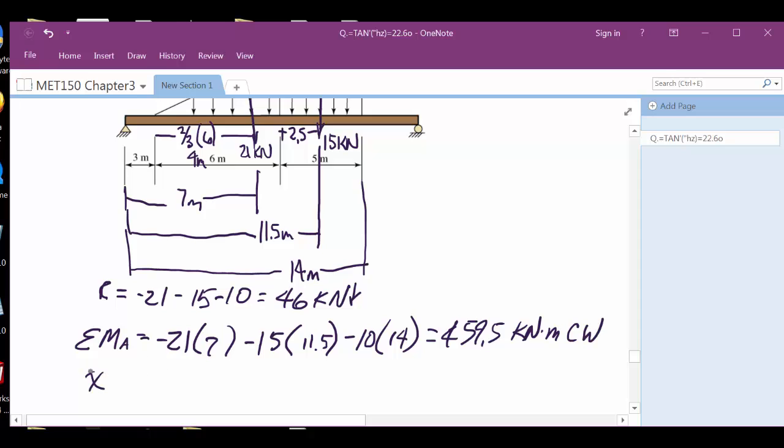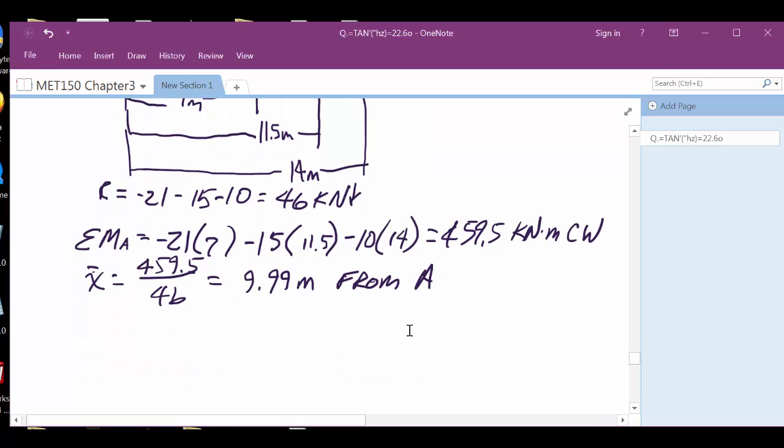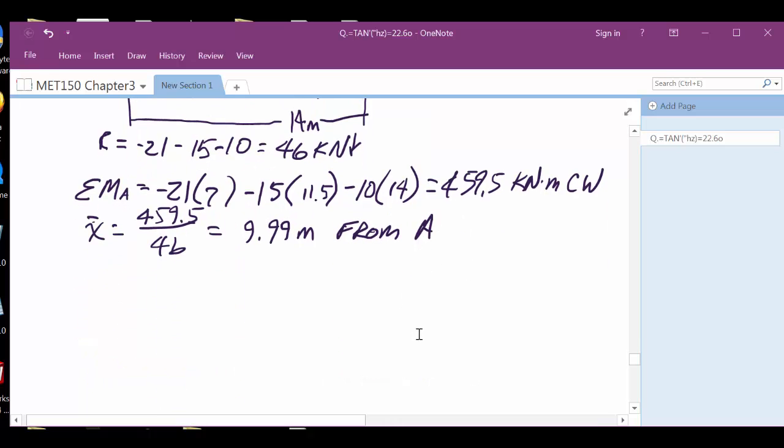X bar is 459.5 divided by 46, which should be 9.99 or 10 meters from A. And then on the solution, I actually draw that so you can see what it would look like.